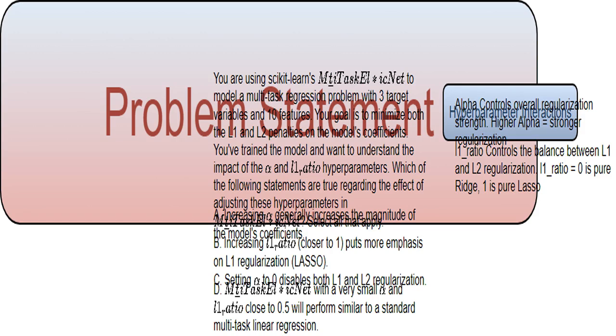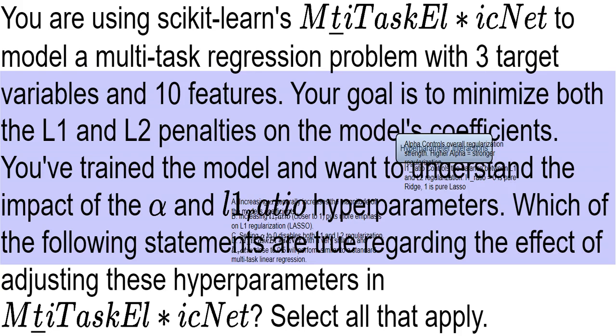I'm using MultiTaskElasticNet to predict 3 different target variables simultaneously, using 10 different input values, features. The goal is to find the best way to balance keeping the model simple, regularization, and fitting the data. This involves carefully adjusting ALPHA and L1 ratio. This describes the setup and the task.